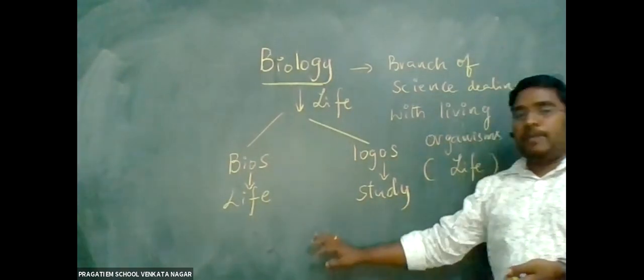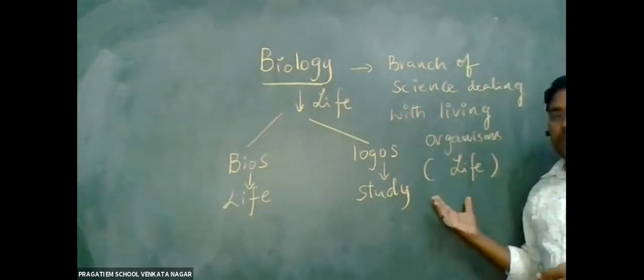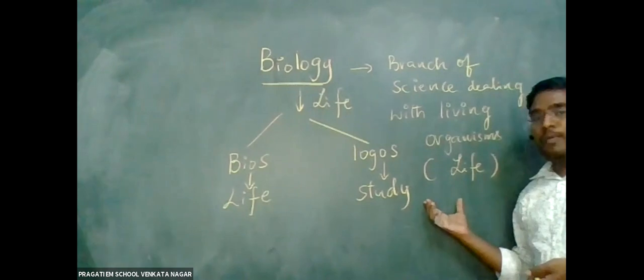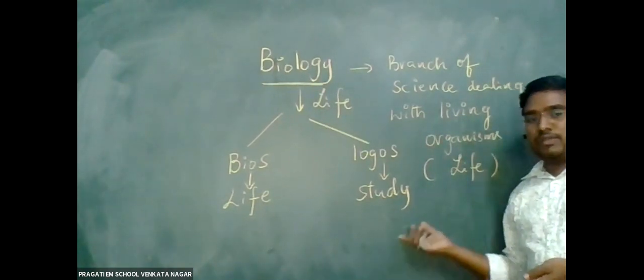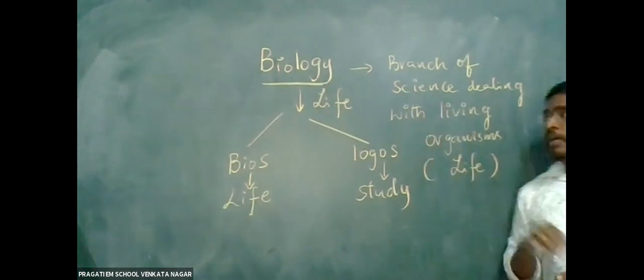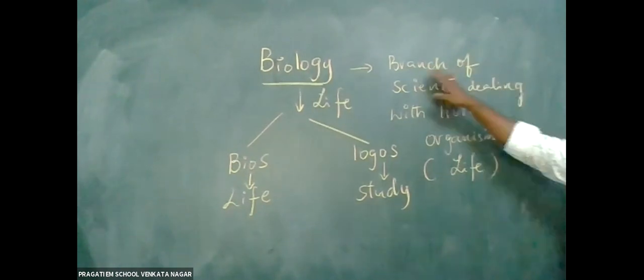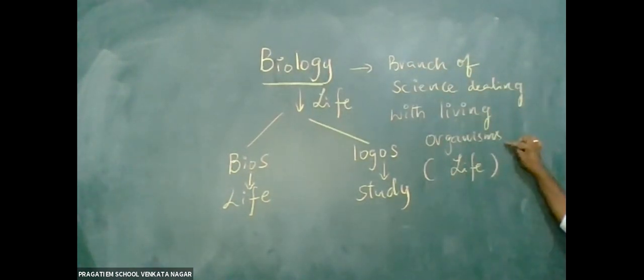A clear instruction for you children. Please maintain a separate book for biology and note down all these important concepts. These are very, very important basics which are helpful for other studies also. Please note down this one. Biology is a branch of science dealing with living organisms.